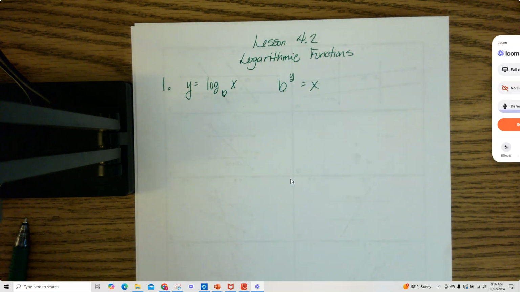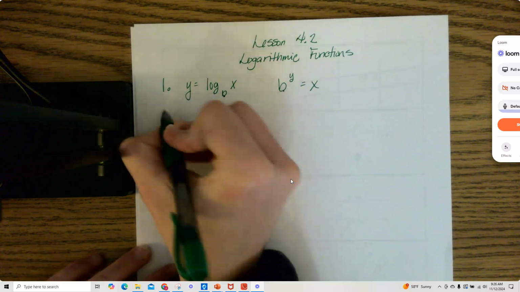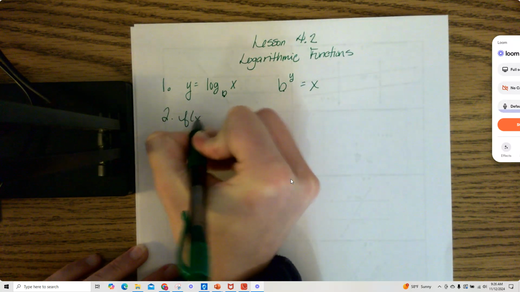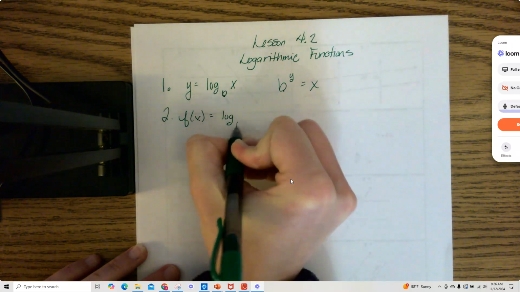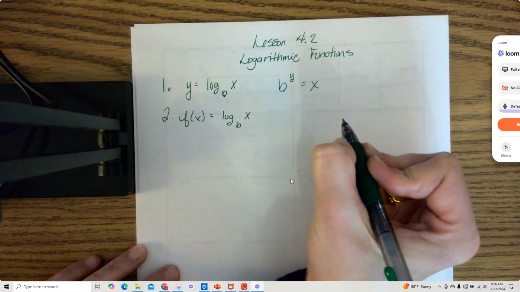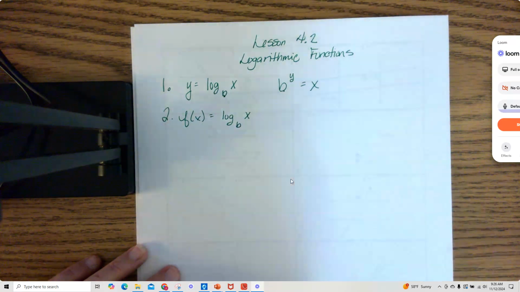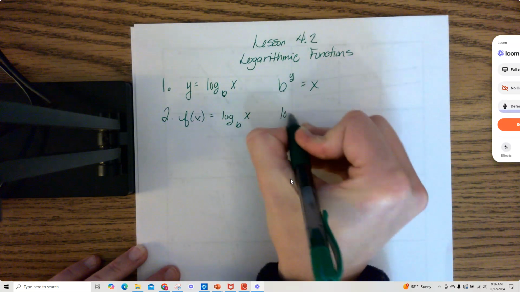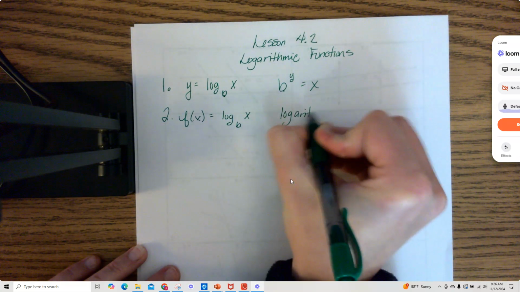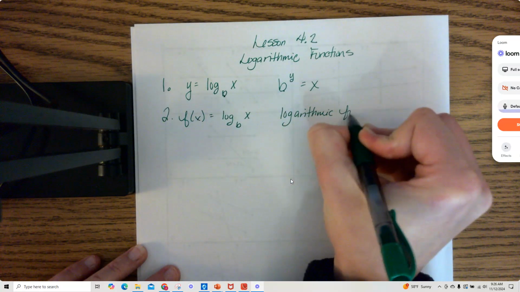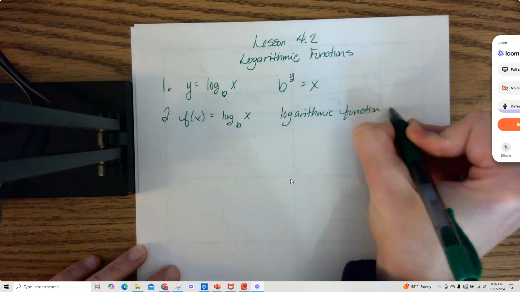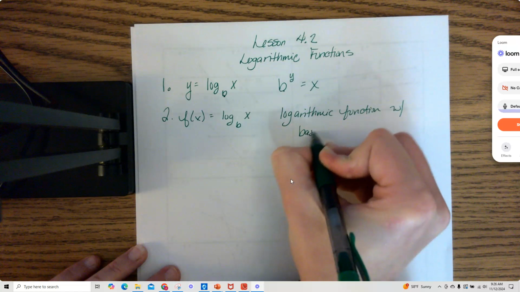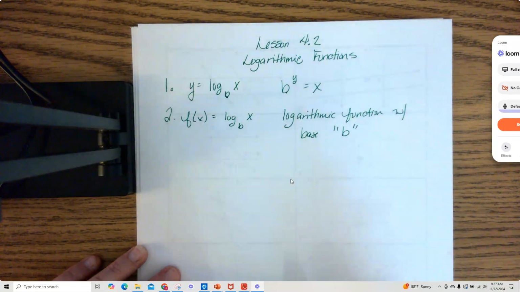Okay, 2. The function f of x equals log base b of x is the blank function with base blank. However you say that L word. Logarithmic? Function with base b. Okay. So that's a logarithmic function with base b. I'll just put b like that.